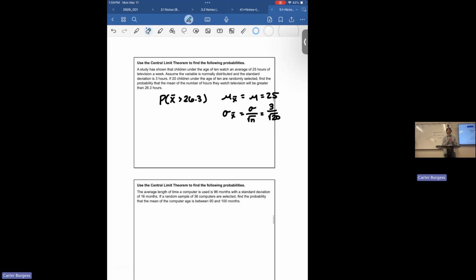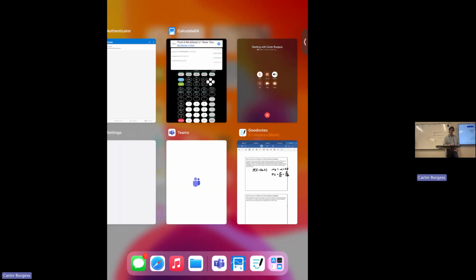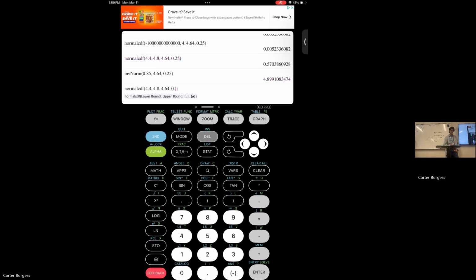Okay, so we have our mu, we have our standard deviation, and we want to be to the right of this particular value, because we're looking for that mean to be greater than this particular value. So we're going to our normal CDF. If we're looking to the right, what is the lower bound? What is the lowest average number of hours that we would like to see? 26.3. Okay. Is there an upper bound? No, I'll put in like 1 million, 10 million, whatever that is.